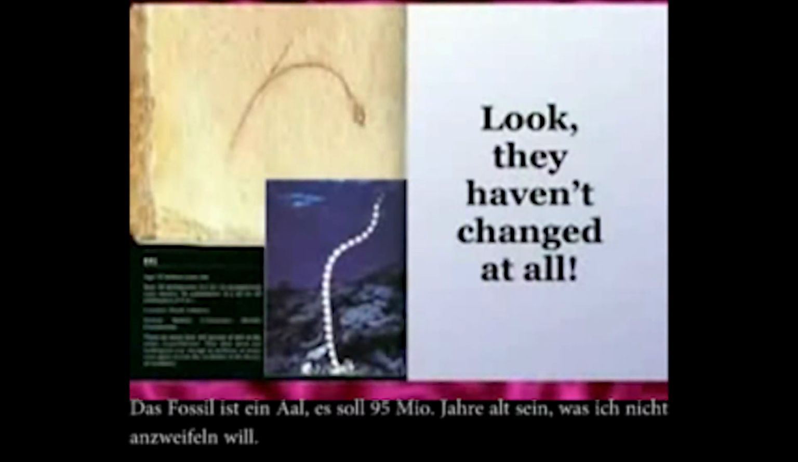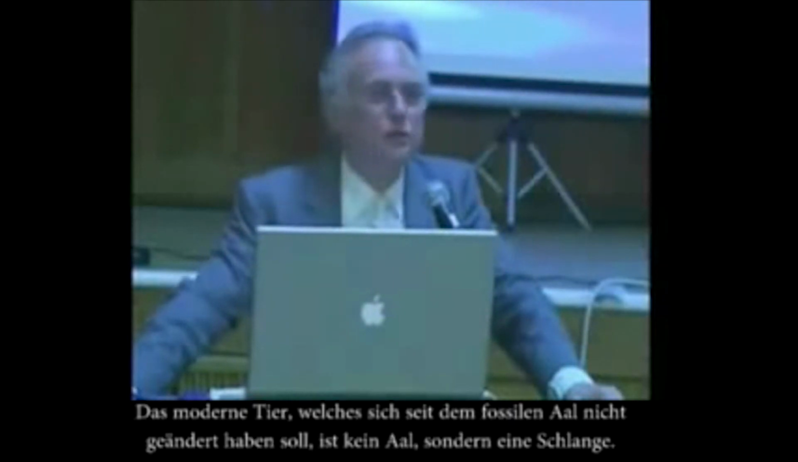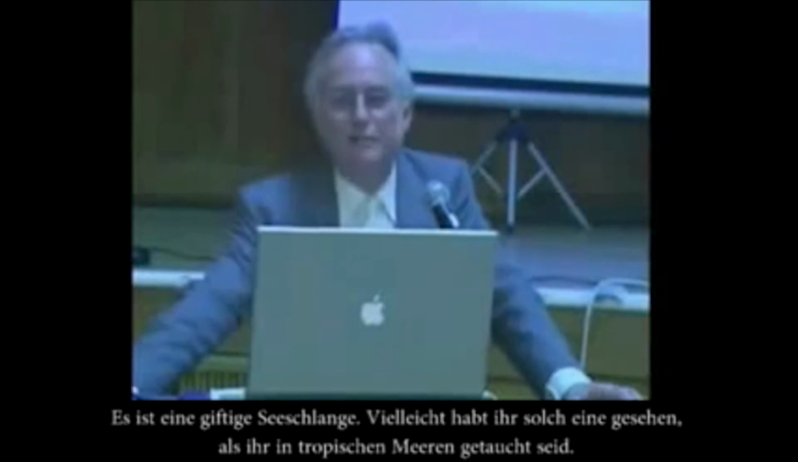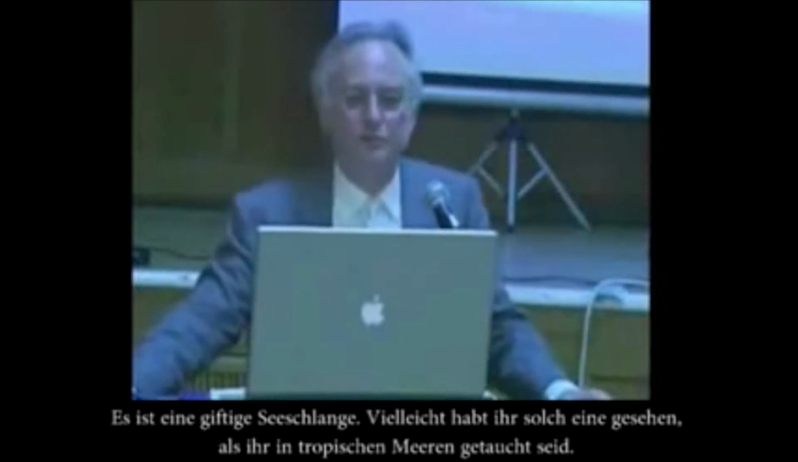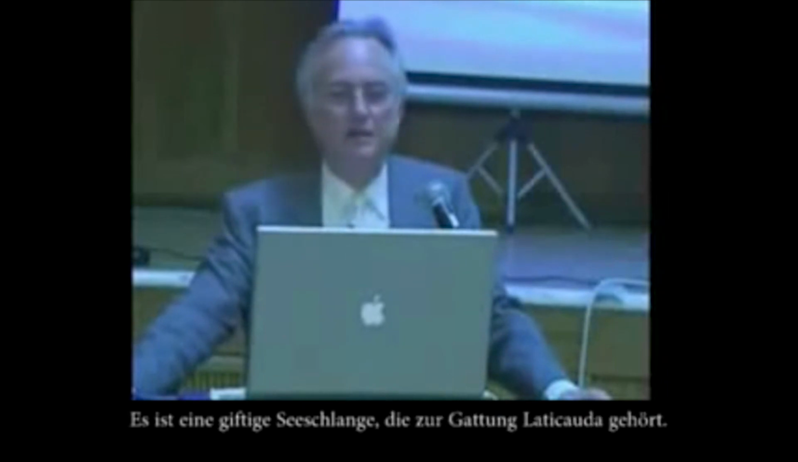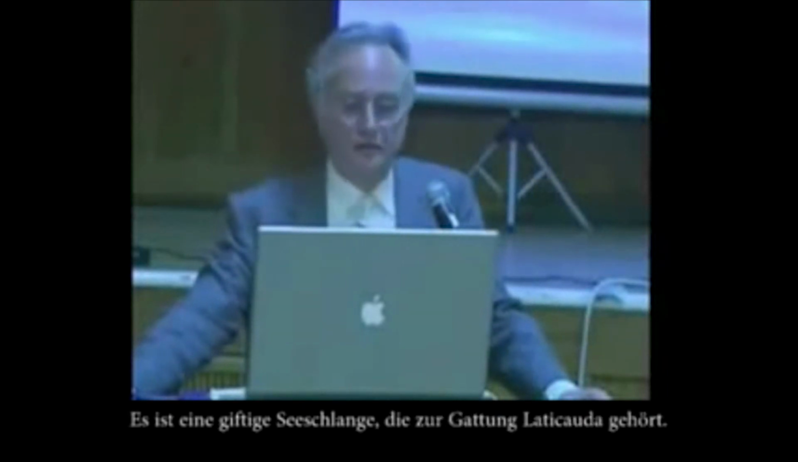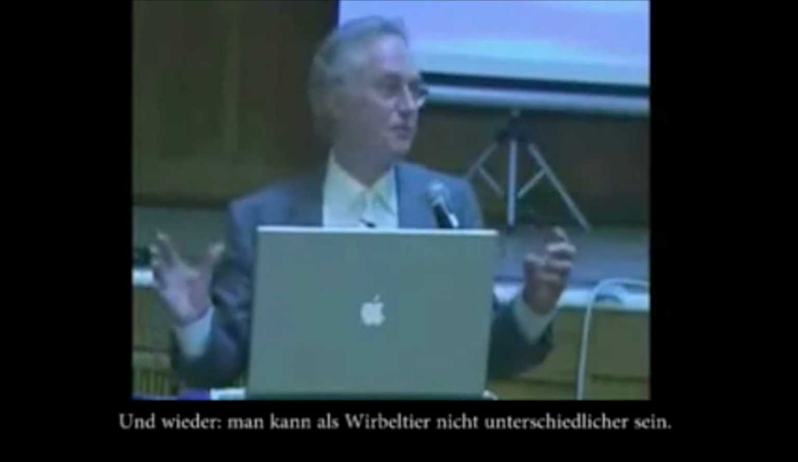Here's another example. The fossil there is an eel, and he says it's 95 million years old. I have no reason to doubt that. The modern animal, which hasn't changed at all since the fossil eel, is not an eel at all. It's a snake. It's a sea snake, a poisonous sea snake. You've probably seen them if you've dived in tropical waters. It's a poisonous sea snake belonging to the genus Laticauda. Once again, you couldn't be more different if you tried, so long as you stay a vertebrate.